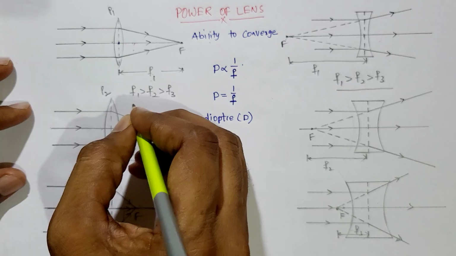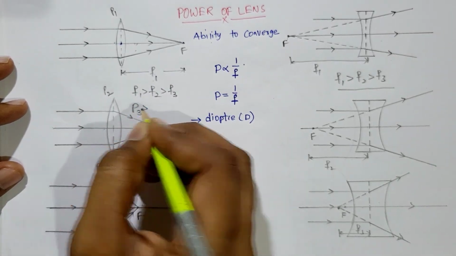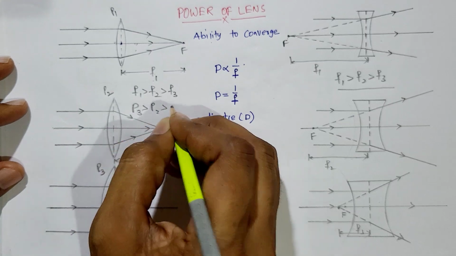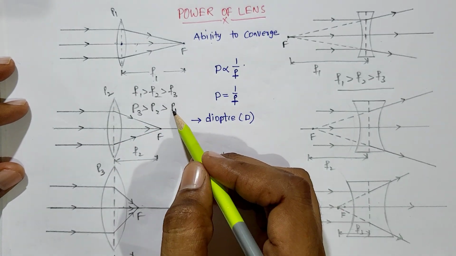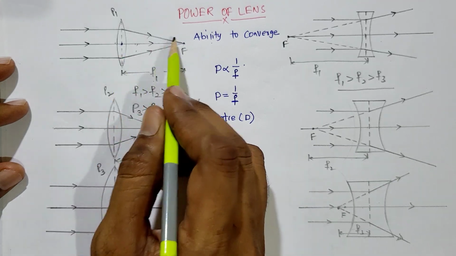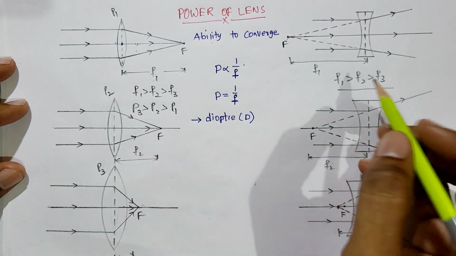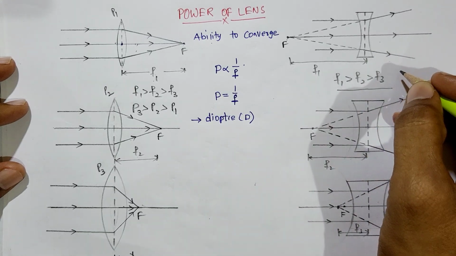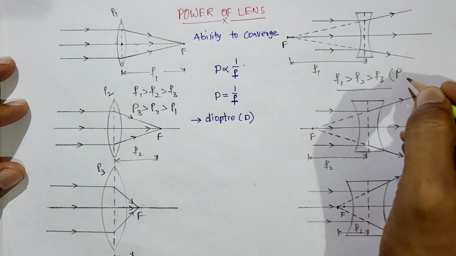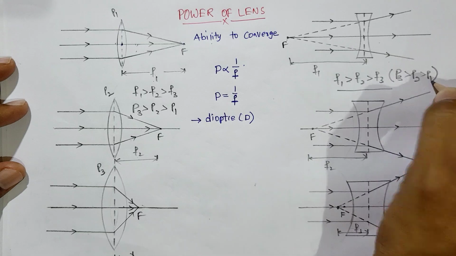Power will be P3 greater than P2 greater than P1, because if the focal length is greater, the power will be lesser. Focal length is greater, power will be lesser. Here also the same thing. The focal length of 1 is greater, which means the power relation will be, I write here only, P3 will be greater than P2 will be greater than P1.